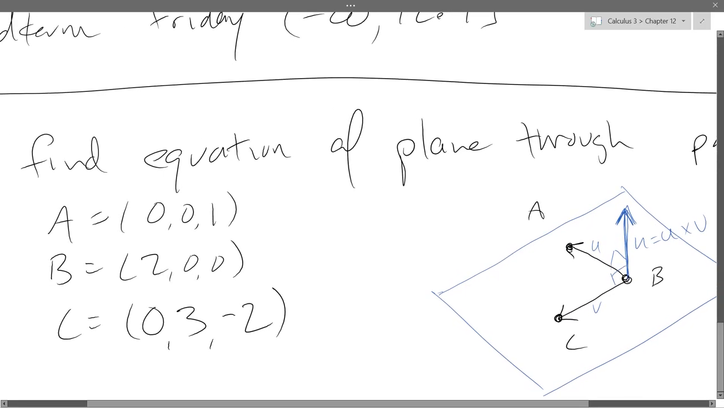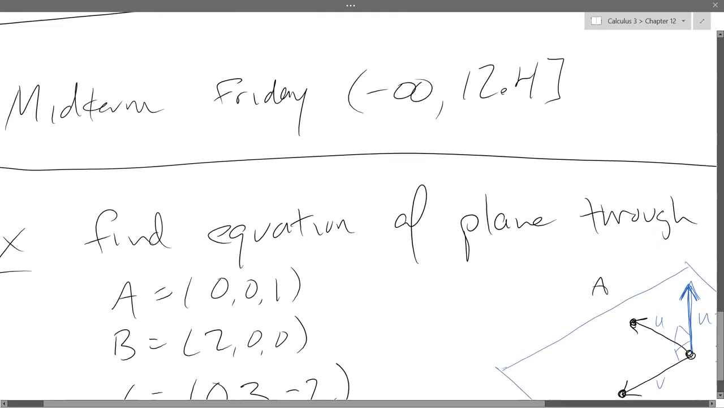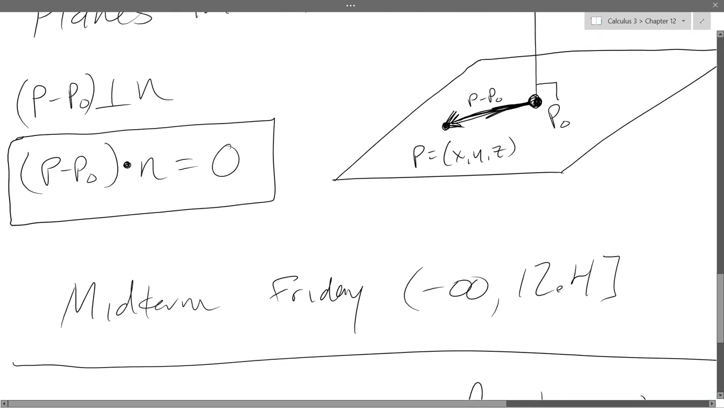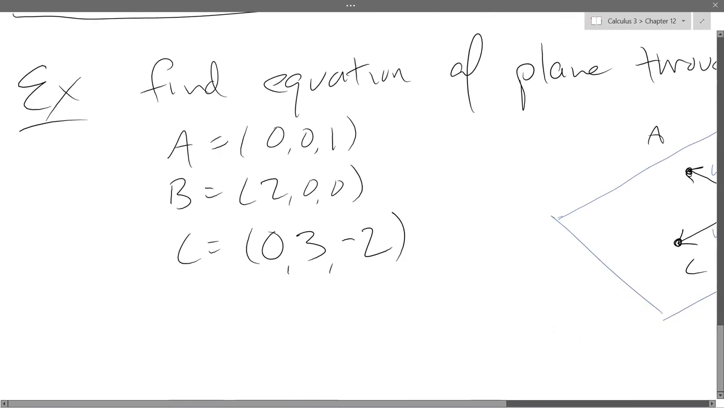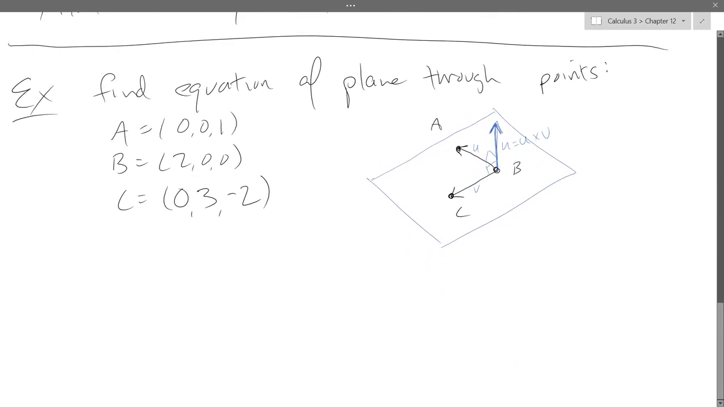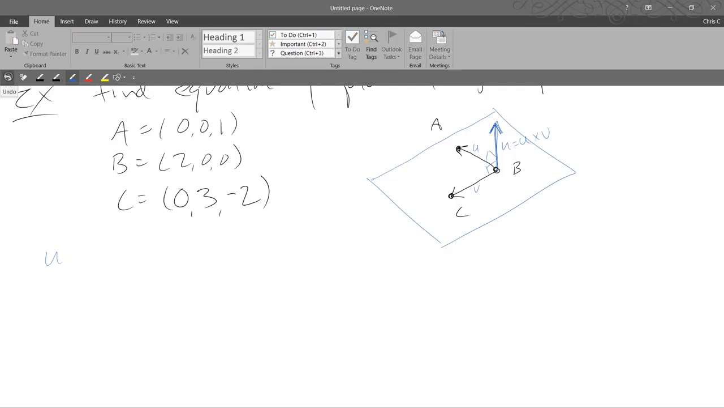So you can compute N, the normal vector. And after you get N, we'll worry about the other part right here. So go ahead and compute N right now. So you need to get U, you need to get V, and then cross them together. And remember, you're doing end minus start, not start minus end.